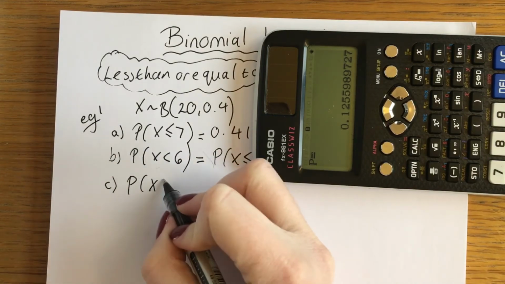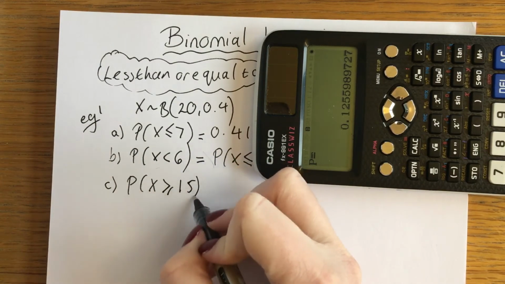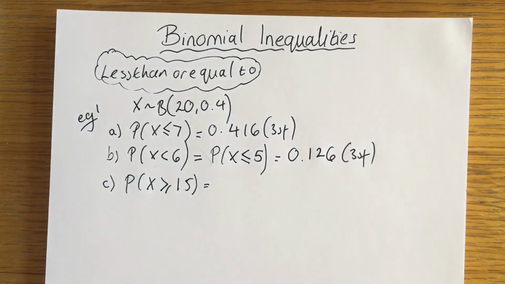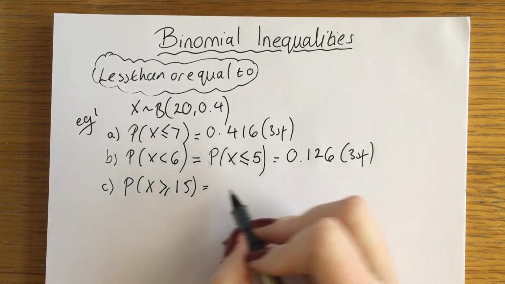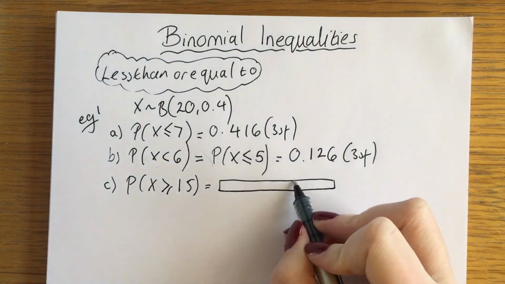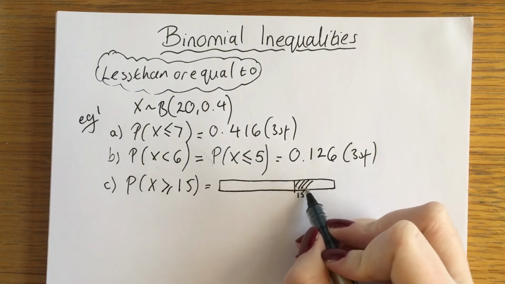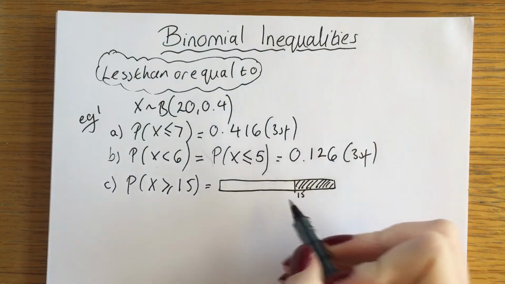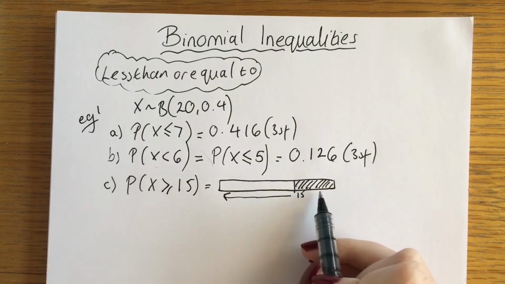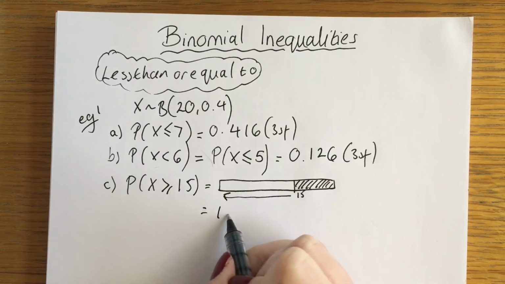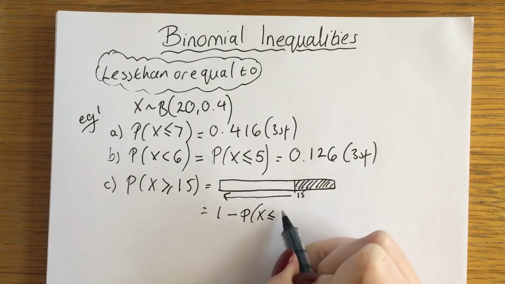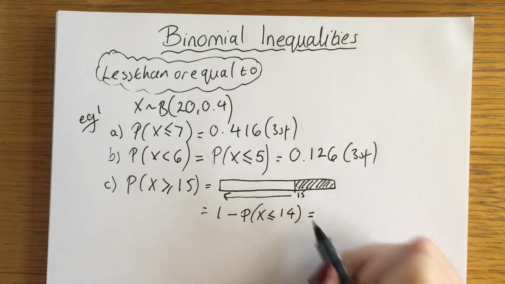Part C, the probability that x is greater than or equal to 15. Now, all my probabilities add up to 1. So if I imagine that I've got a bar to model this, this is the point which is 15 or more, which is what I want. But what I need to tell my calculator is about this information. So this bit here that I want is 1 minus what I can tell my calculator, which is x is less than or equal to 14.